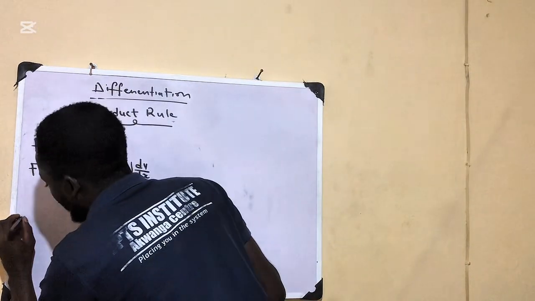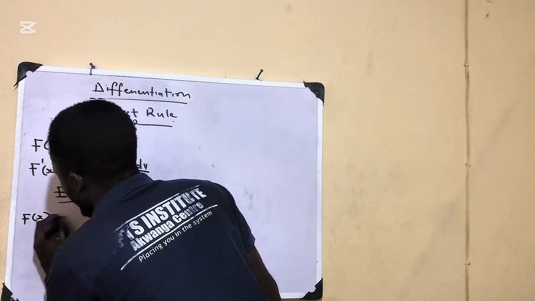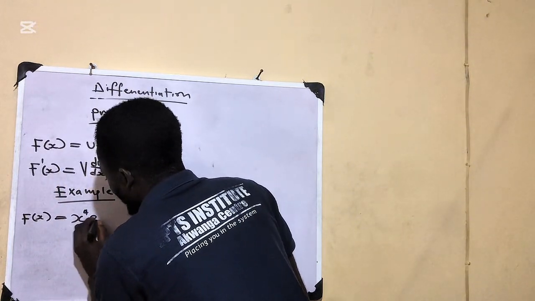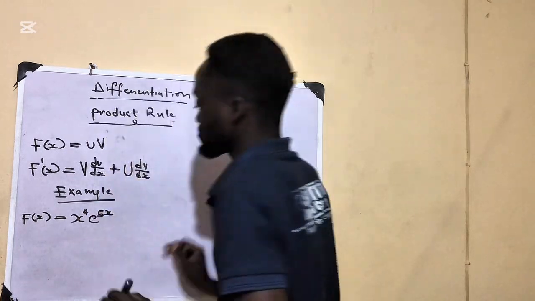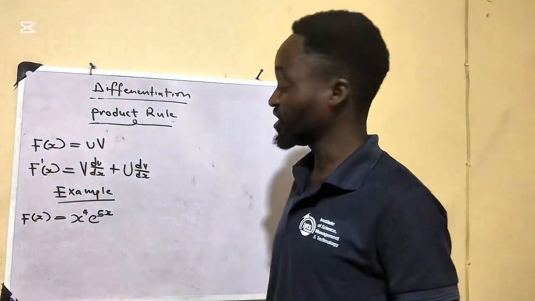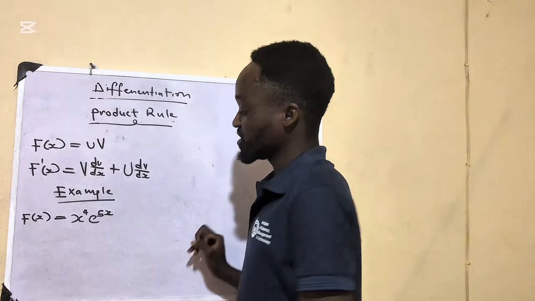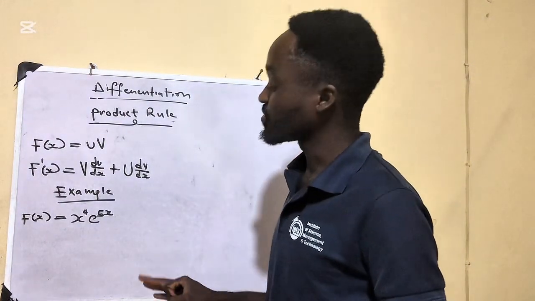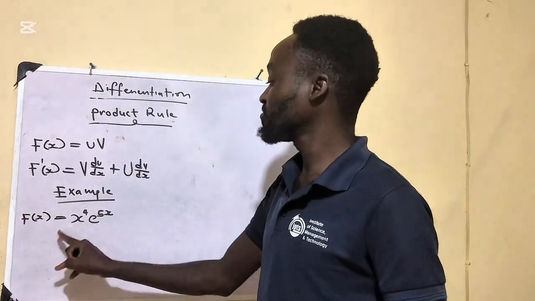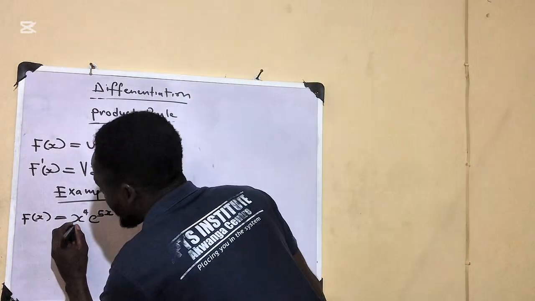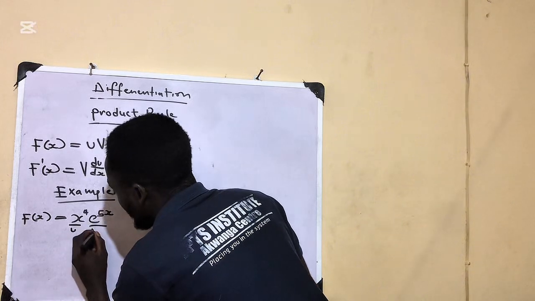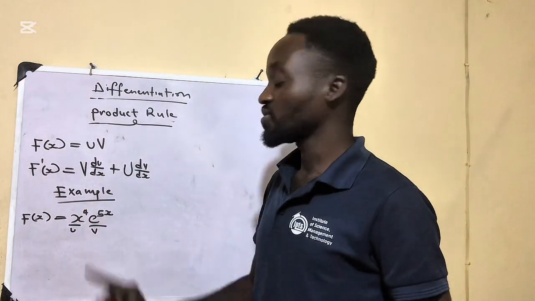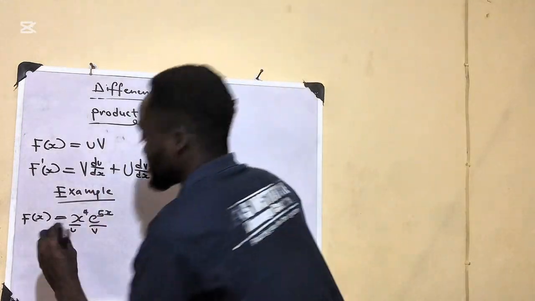Let's say you are given a function f of x is equal to x to the power of 4 multiplied by exponential 5x, and you're asked to differentiate. From this you can see that there are two things here. First we have x to the power of 4 and then we have exponential 5x. If you are going to differentiate this function, that's when you use the product rule, because you have two things multiplying each other. So the first one is going to be your u, while the second one is going to be your v. Let's apply this product rule formula now.